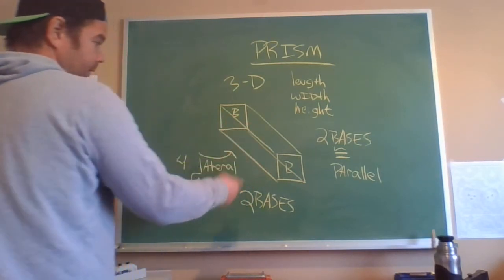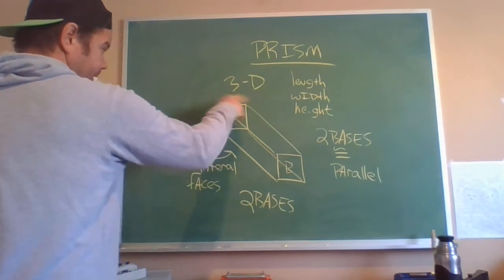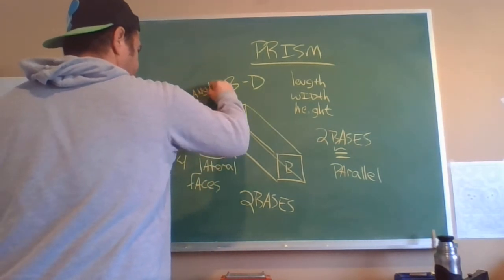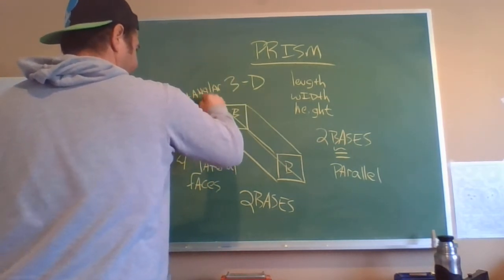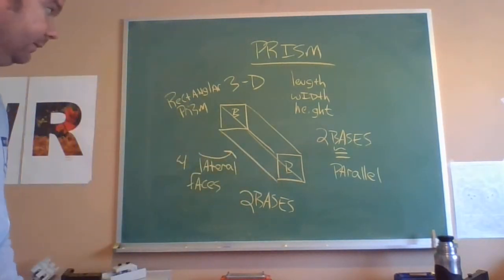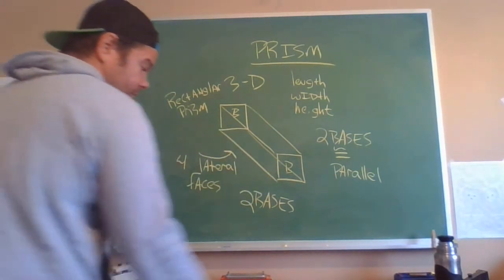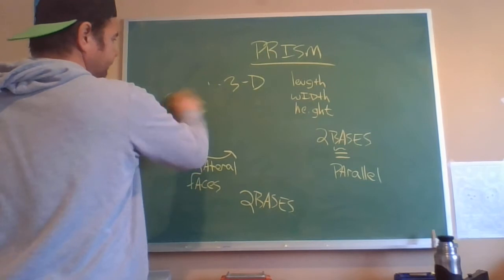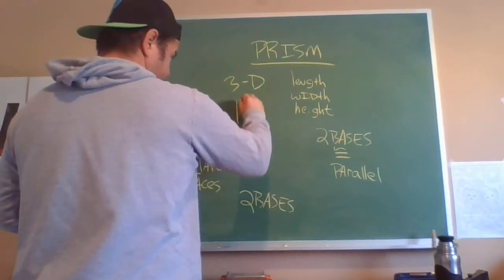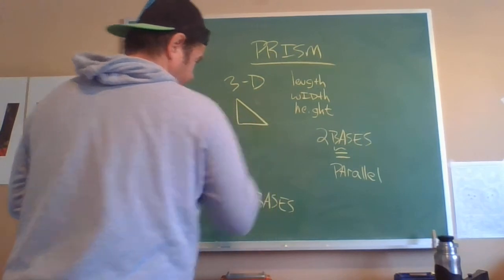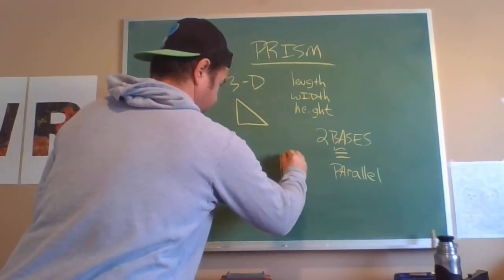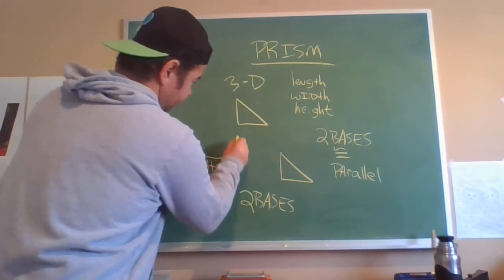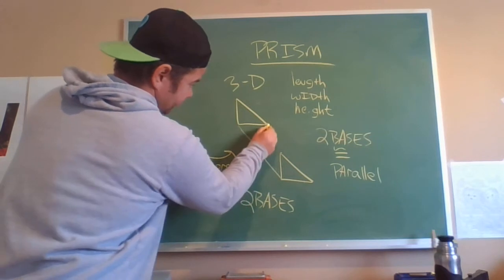The way we name a prism is based on the shape of the base. So this right here would be a rectangular prism because it's got rectangular bases. But bases come in all different shapes and sizes. So if I wanted to do, say, a triangular prism, I would have to do something like, okay, here's a triangle. I'm going to try to draw another one that's approximately the same size and shape, and then connect the corresponding corners.